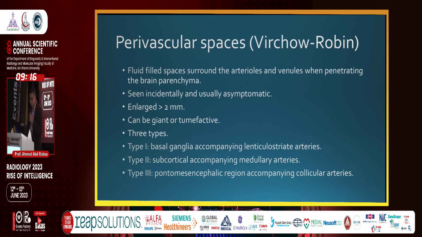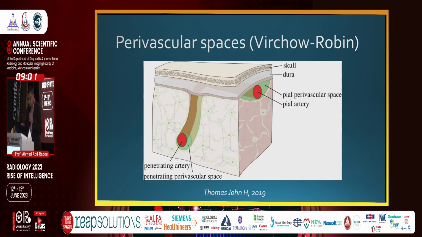According to the location, type 1 is in the basal ganglia accompanying the lenticulostriate arteries. Type 2 is in the subcortical white matter accompanying the medullary arteries. And type 3 is in the pontomesencephalic region accompanying the collicular arteries. And this is a schematic presentation of the perivascular space which is surrounding the arteriole when penetrating into the brain parenchyma.